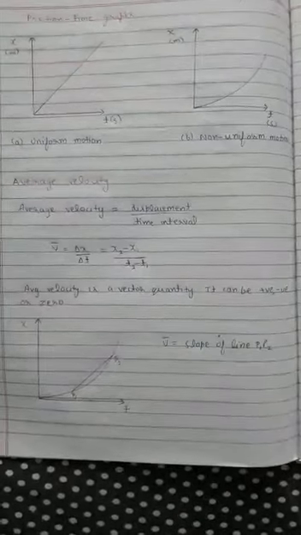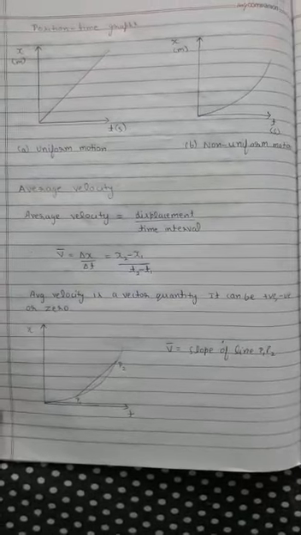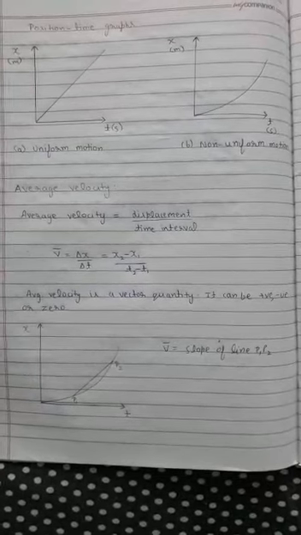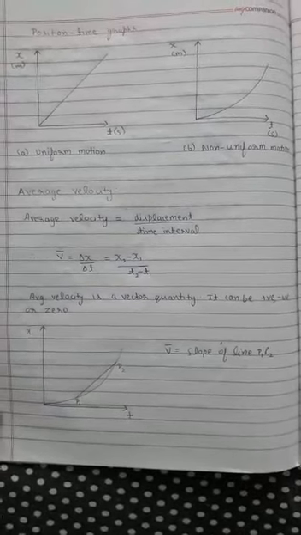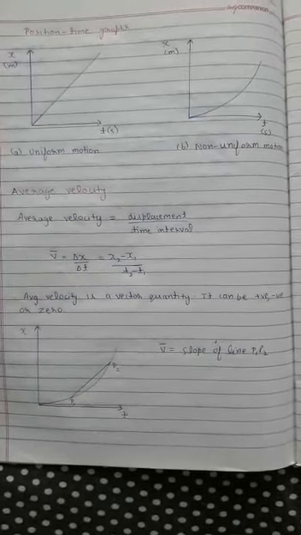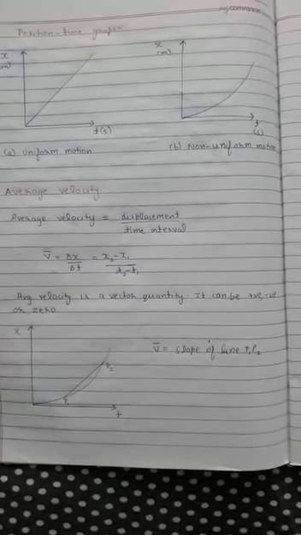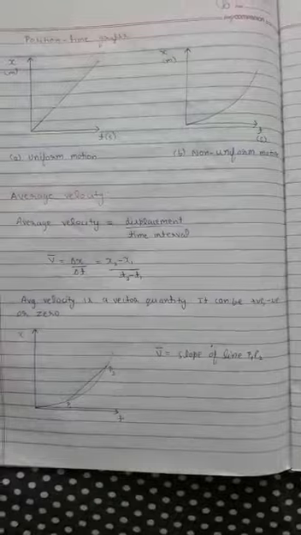Suppose P1 and P2 are any 2 points on the graph corresponding to time t1 and t2, then the slope of the chord P1 P2 will give you the average velocity during the time interval t2 minus t1.